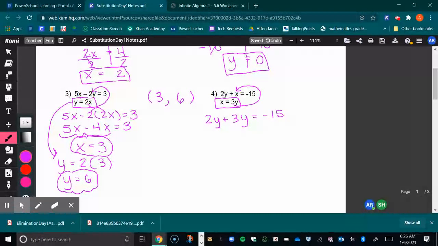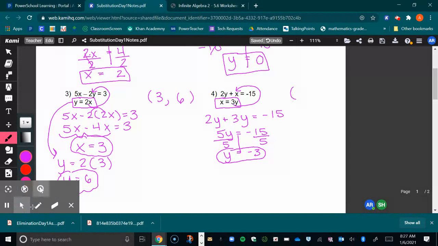And now I'm going to solve. So 2y plus 3y, I have 5y equals negative 15. I'm going to divide by 5 on both sides to get y by itself. And I get y equals negative 3. Okay, so I'm good there. So I know what y equals. So that's going to be the second number in this ordered pair.